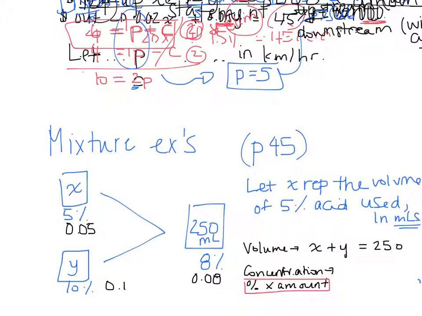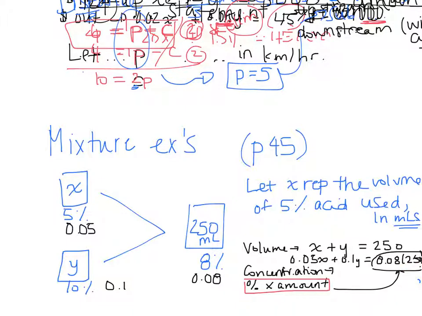So when we write our equation down, we're going to write 0.05x plus 0.1y equals, in our final total, we have to still multiply percent times the amount. So it's 0.08 times the 250. This is the one spot where people forget to multiply and run into difficulties. Percent times amount, percent times amount, percent times amount.